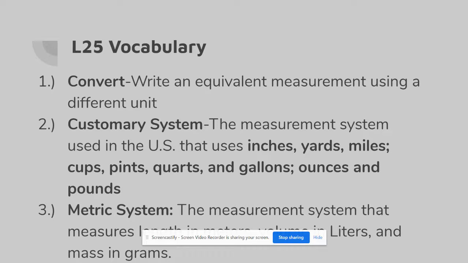The metric system is the system that measures length in meters, volume in liters, and mass in grams. For meters, there are, I think, about 6 different ones: hectometers, decameters, millimeters, centimeters, and I think there are about 2 more. For liters, there are milliliters and liters, milliliters being a smaller unit, and for grams, there are milligrams and grams.